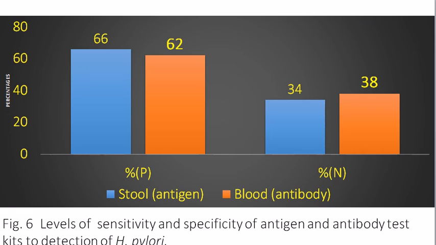Now to the stool antigen test and the blood antibody test. Sensitivity of a test is known as the ability of the test to determine those people with a disease, that's the true positive, and specificity has been known as the ability of a test to determine the true negative, as in the people who do not have it. So comparing the sensitivity and specificity of the stool antigen test and the blood antibody test, this is the result that came out. We recorded a high number of positives when we used the stool antigen test than the blood antibody test, but studies have shown that the stool antigen test is more sensitive and specific than the blood antibody test.